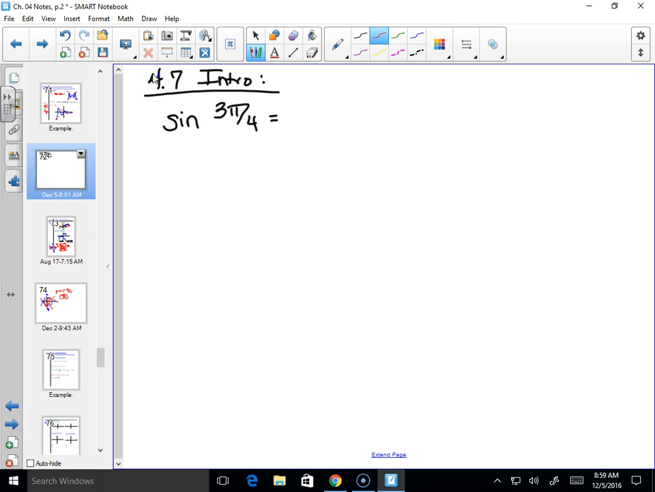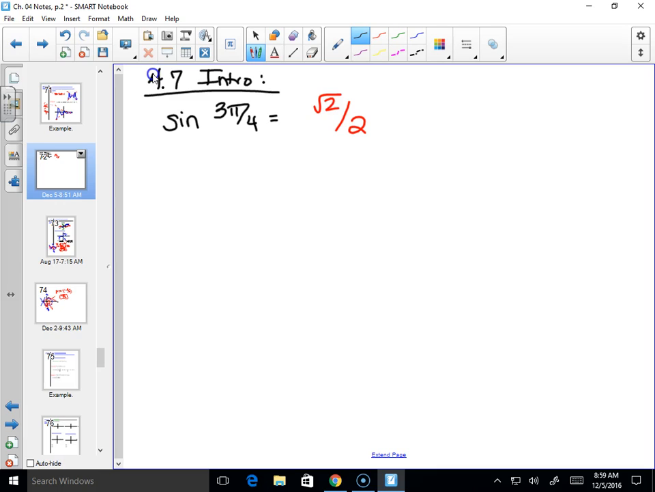What'd you guys get? Square root of 2 over 2. Second quadrant, all students, sine is positive. How many of you got it? Quick thumbs up. Little baby one. How many of you guys got something different? Thumbs down. How many of you guys were just off by a sign? The rest of you guys, okay, maybe we need to practice a little more. Okay? Let's do a speed one.